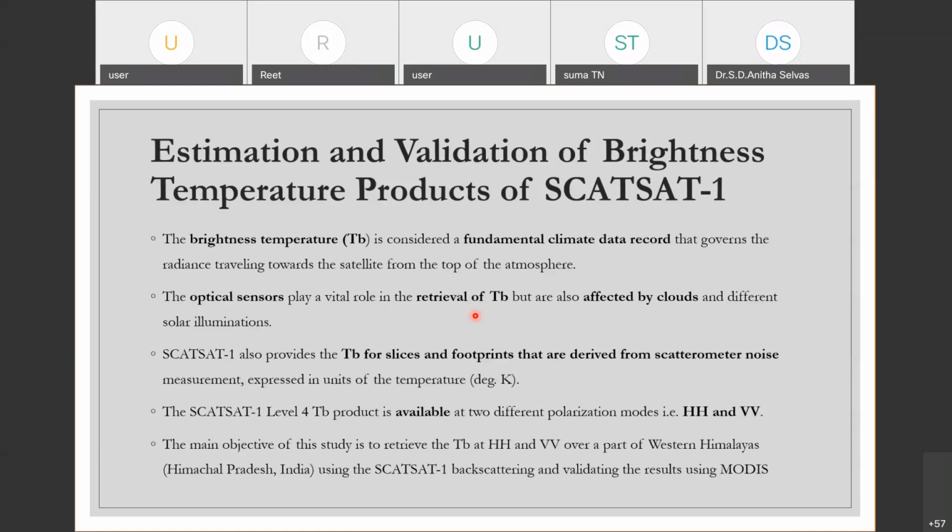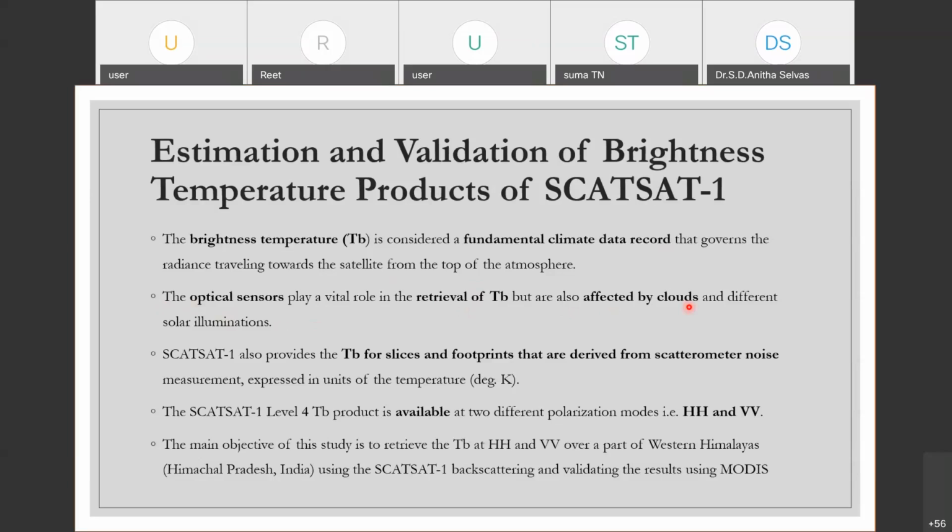The brightness temperature, which is written here as TB, is considered the fundamental climatic data record that governs the radiance traveling toward the satellite from the top of the atmosphere. The optical sensor plays a vital role in retrieval of brightness temperature, but they are affected by clouds. As I said, Landsat has a thermal band which can be used to calculate the brightness temperature at 100-meter resolution. Then MODIS has the thermal band. MODIS data can be used for calculation of daily brightness temperature.